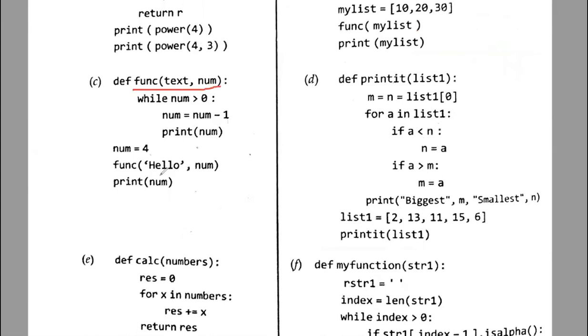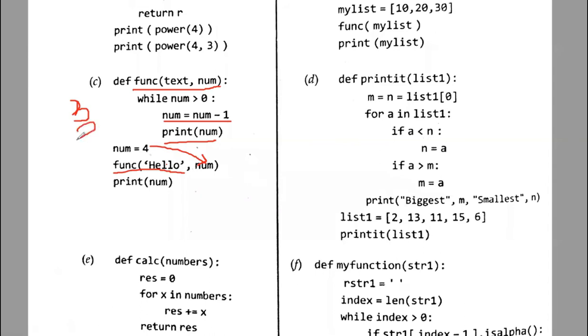Function text comma num. Here instead of text hello will be substituted, and instead of num 4 will be substituted. Here I'm having num is equal to num minus 1, print num. We are just going to print num until it becomes 0. So firstly it is going to print 4. When it is coming inside, it is going to subtract 1 and then print. So 3 will get printed first, and then it is going to check again whether it is greater than 0.